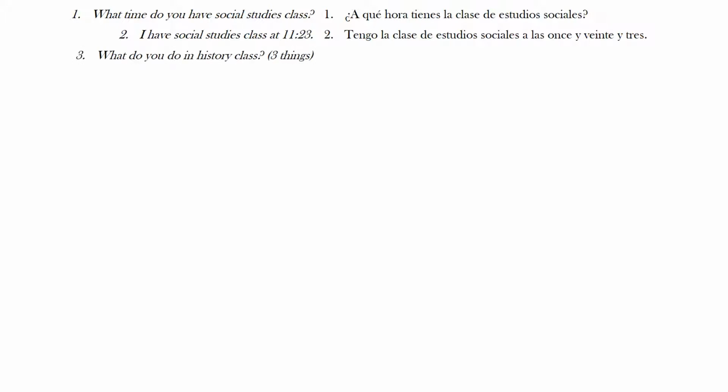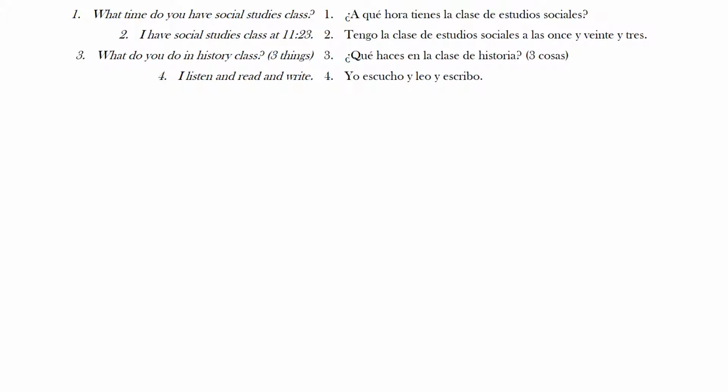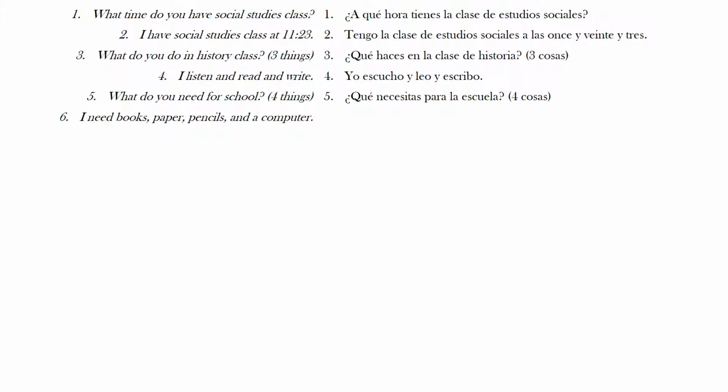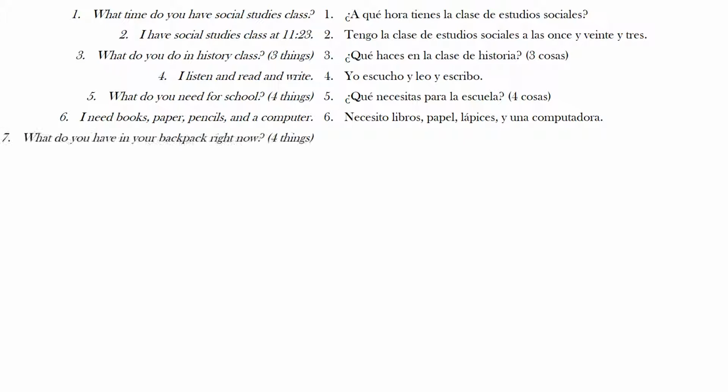What do you do in history class? Say 3 things. ¿Qué haces en la clase de historia? 3 cosas. I listen and read and write. Yo escucho y leo y escribo. What do you need for school? Say 4 things. ¿Qué necesitas para la escuela? 4 cosas. I need books, paper, pencils, and a computer. Necesito libros, papel, lápices y una computadora.